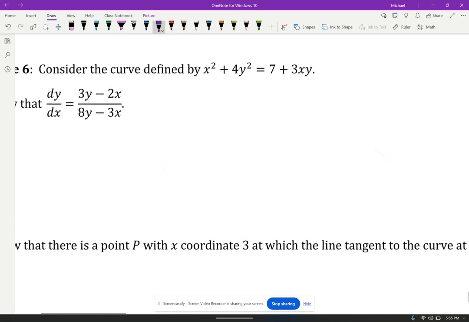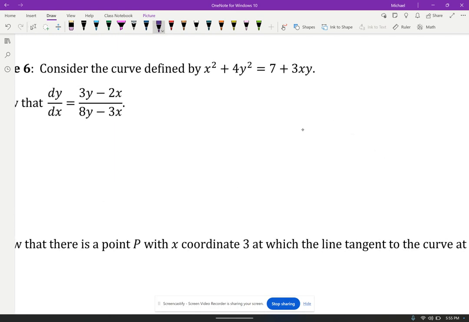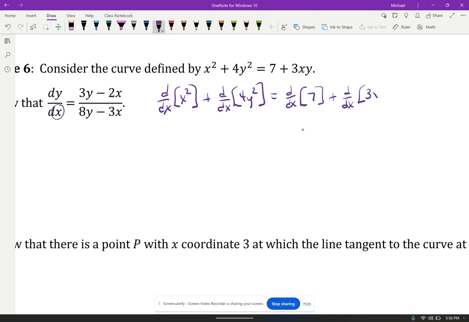Well, remember, since we're looking for dy/dx, I've got to find d/dx of the first term plus d/dx, the derivative of the second term, and set it equal to the derivative of the first term on the right side. That would be a 7, plus the derivative of the second term on the right side.